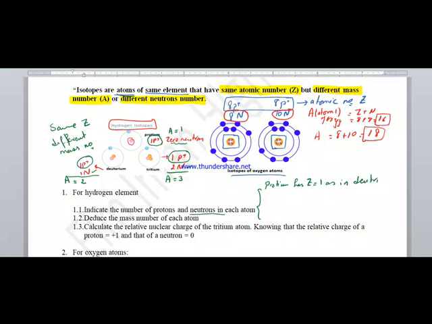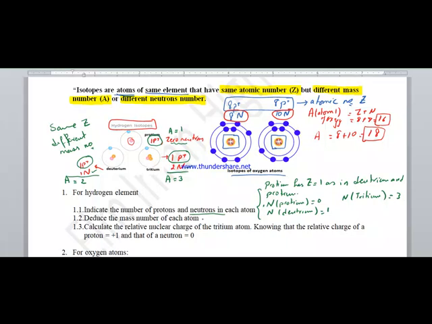Then for the protium, if you want to answer this part, protium has Z equal to 1, as do deuterium and tritium. To calculate neutrons, the number of neutrons in protium, according to the figure, is equal to 0. The number of neutrons in deuterium is equal to 1. The number of neutrons in tritium isotope is equal to 2.